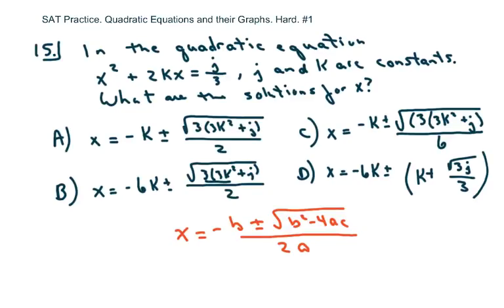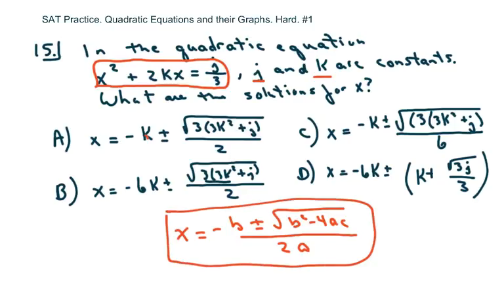Hi everyone, we're going to start on our first set of difficulty level hard for quadratic equations and their graphs. So basically we have a quadratic equation that looks really strange here, with k's and j's. If j and k are constants, what are the solutions for x? Notice all the answers are in quadratic form, so we have to use the quadratic formula. Let's get started, or you can go ahead and try to do it first. Please push pause and see if you can get it.